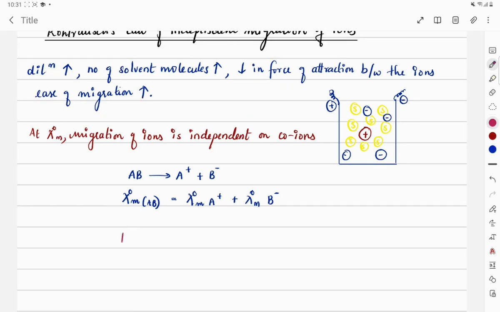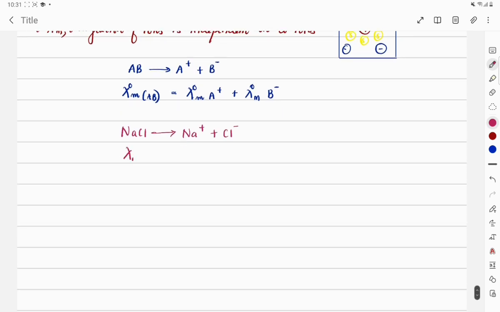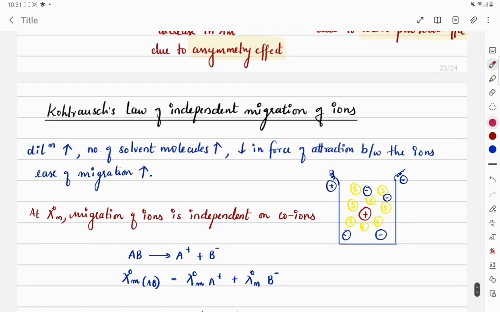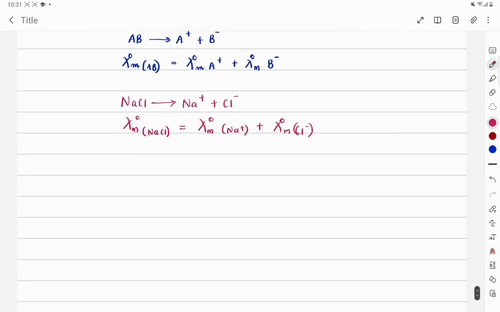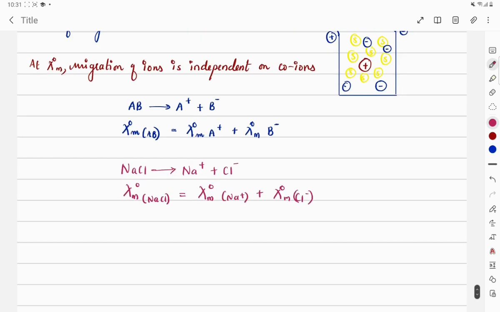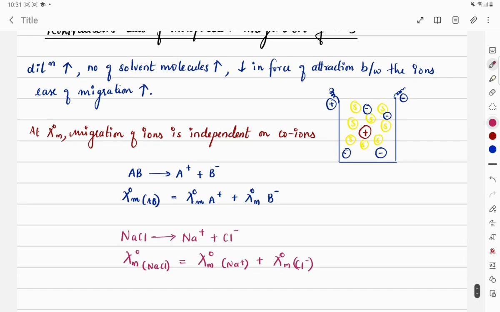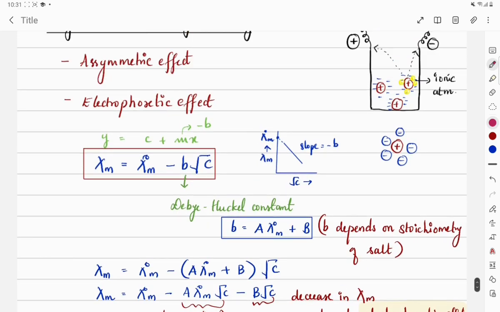This is what Kohlrausch's law of independent migration of ions explains. For example, if I consider sodium chloride, which is a strong electrolyte, it will dissociate into Na plus and Cl minus. So the molar conductivity at infinite dilution for sodium chloride can be found from that of the sodium ion plus that of the chloride ion. Also, this is especially useful in the case of strong electrolytes, because only for strong electrolytes can we find the lambda 0 m value by extrapolation.